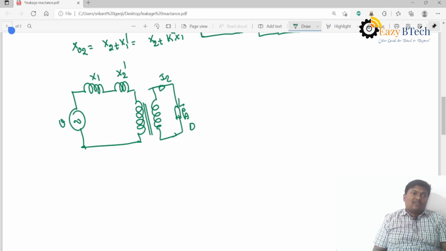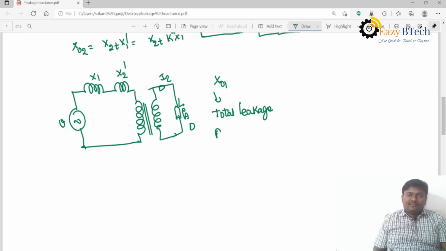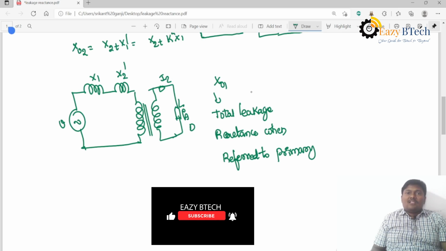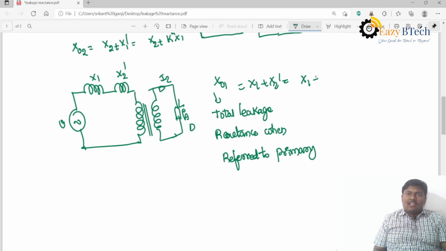So directly I am writing: total leakage reactance when referred to primary is equal to X1 plus X2 dash, that is X1 plus X2 divided by K square.